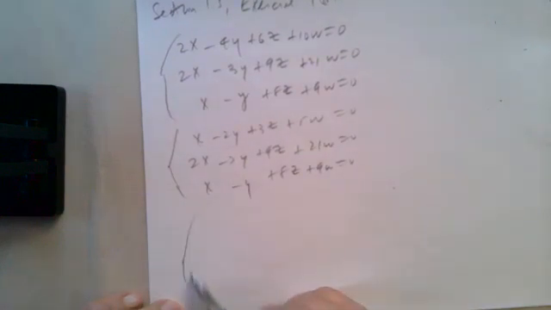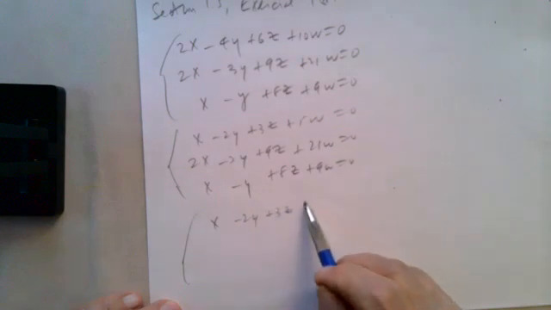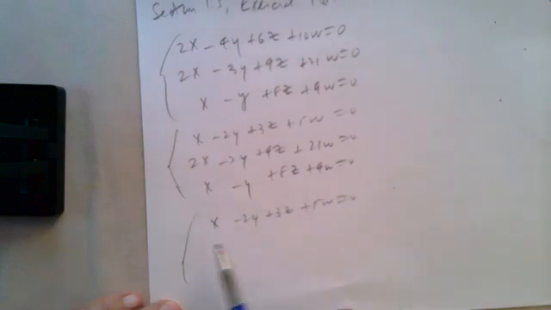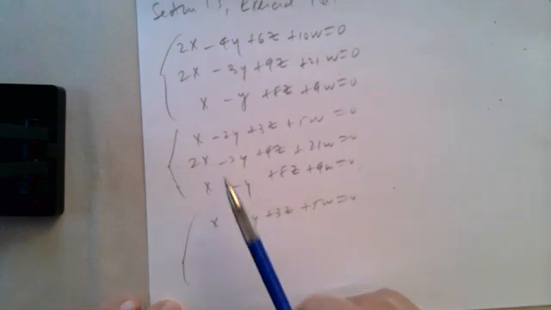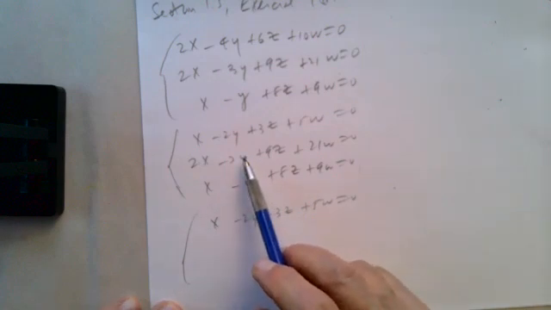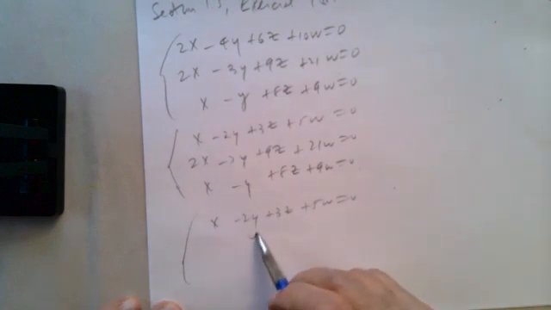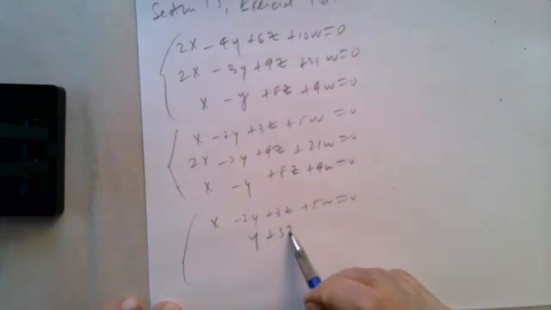And then let's see. So here I have x minus 2y plus 3z plus 5w equals 0. If I subtract twice the first equation from the second, I get 2x minus 2x is 0. Minus 3y plus 4y is y. 9z minus 6z is 3z.